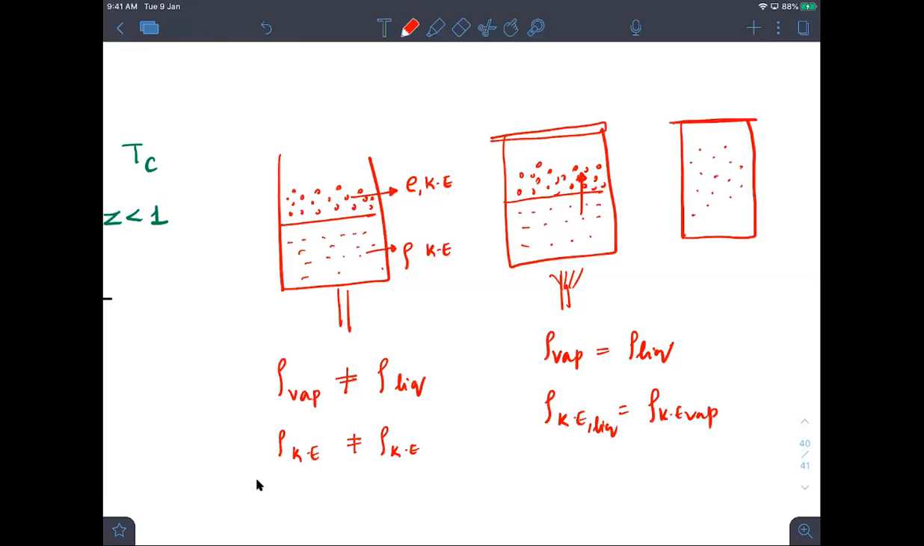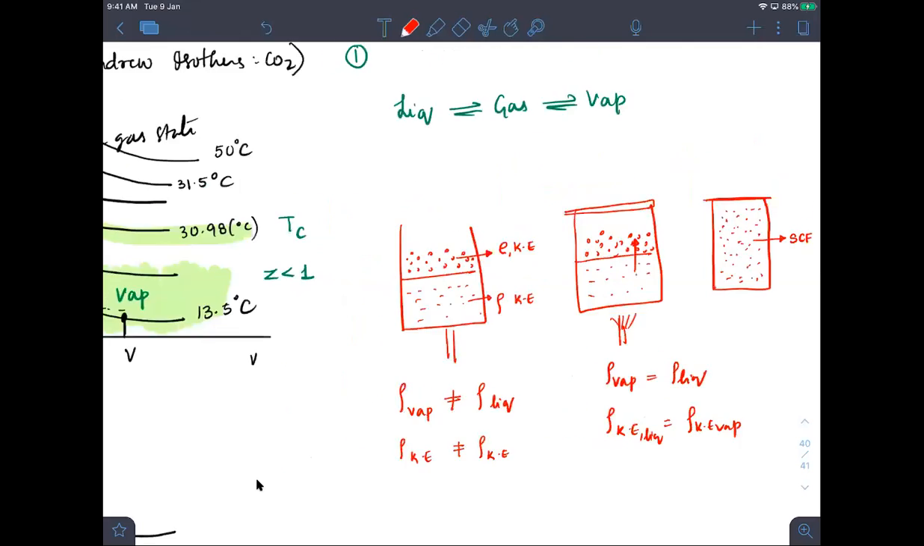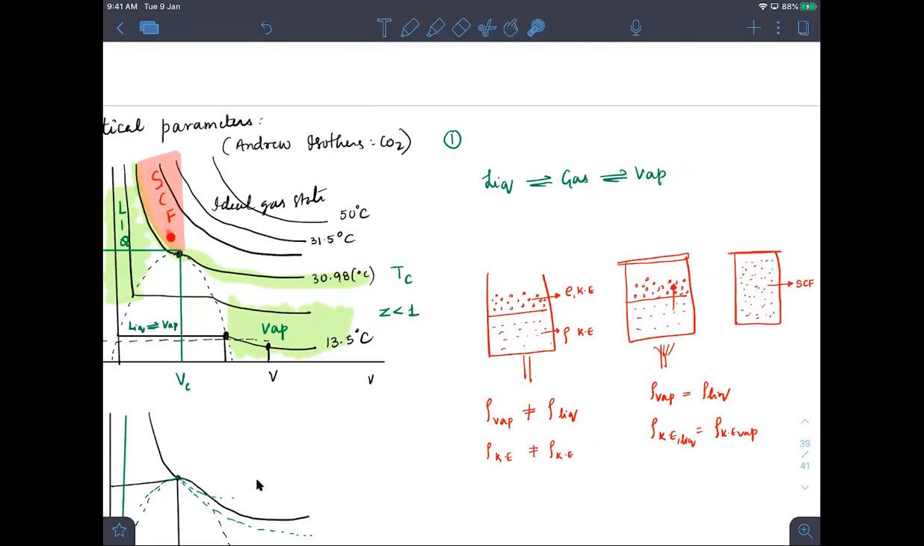A point will come where you cannot differentiate whether it is a liquid or a gas, or liquid or a vapor. Such a phase is called supercritical fluid. Such a phase where you cannot have a phase boundary defined is called supercritical fluid, which is what you will observe when operating just above critical temperature and at a very high pressure. So at very high pressure around the critical temperature, you cannot differentiate whether this is a gas or a liquid.